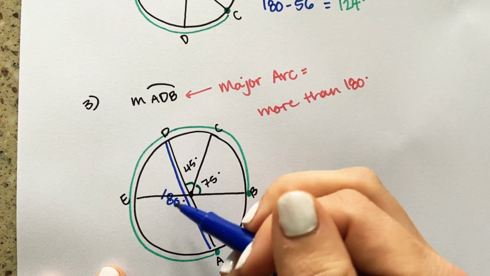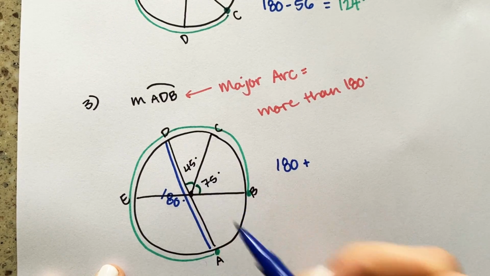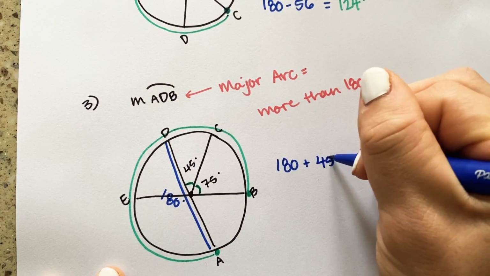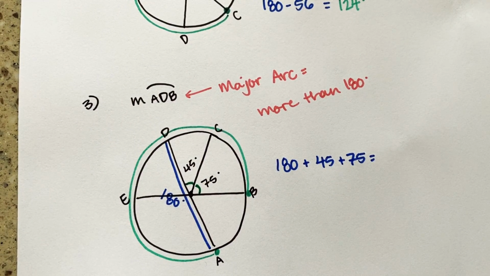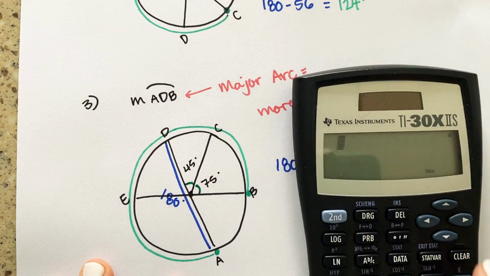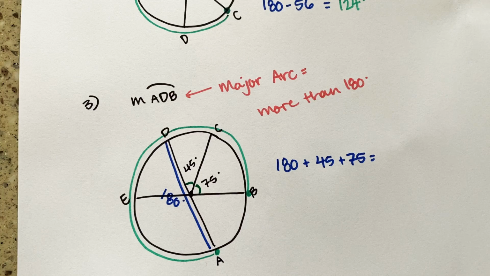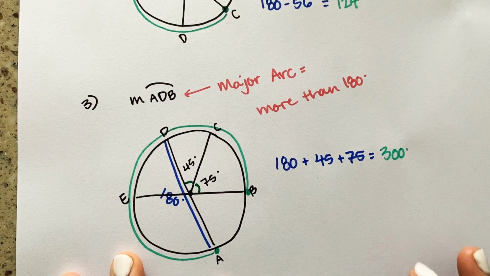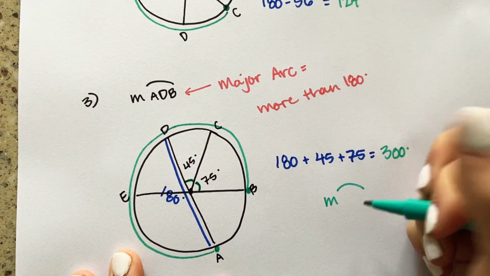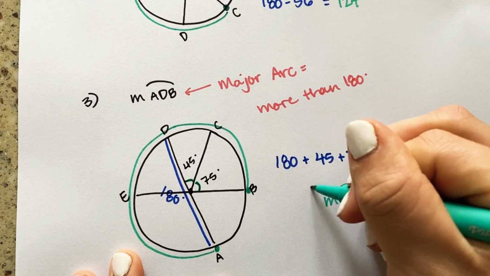So all we need to do is take that blue piece, right? This part of my arc, 180, add it to the 2 angles we already knew that it gave us, plus 45, plus 75, and that's going to give us our total arc. Okay, so in your calculator, we have 180 plus 45 plus 75, and that is going to give us 300 degrees. 300 degrees is way more than 180, so that definitely is a major arc. So the measure, that little m, of arc ADB equals 300 degrees.